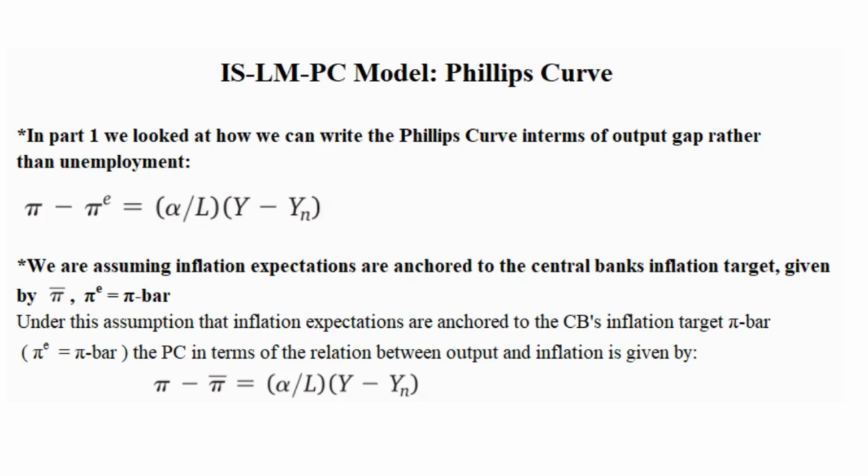Now, we're going to assume that inflation expectations are anchored to the central bank's inflation target. So this means that now in the Phillips curve equation, the expected inflation pi e is equal to the central bank's inflation target pi bar. So under this assumption, we can write the Phillips curve as follows. Inflation minus inflation target, which is equal to expected inflation in this case, is equal to alpha times (yn minus y).